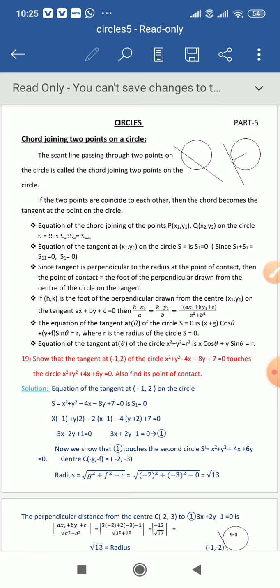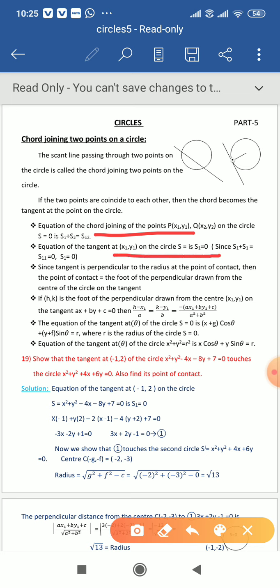Already we know the equation of the tangent with the slope m. If m is the slope of the tangent, the equation of the tangent is y plus f is equal to m times x plus g plus or minus r root of 1 plus m square. In our previous part, we saw the equation of the tangent with slope m. Here, the equation of the tangent at the point x1, y1 is nothing but S1 equal to 0.